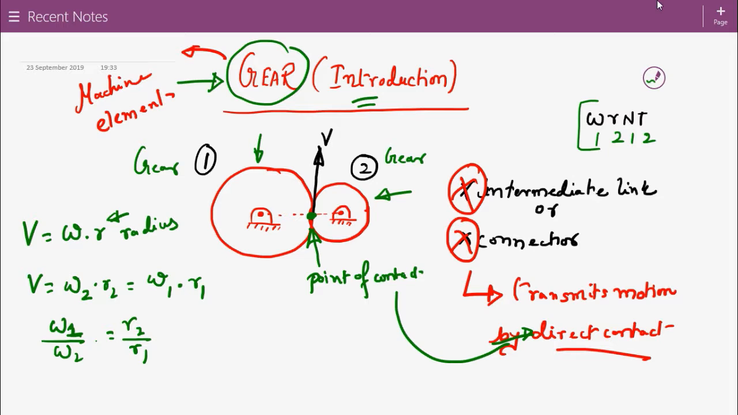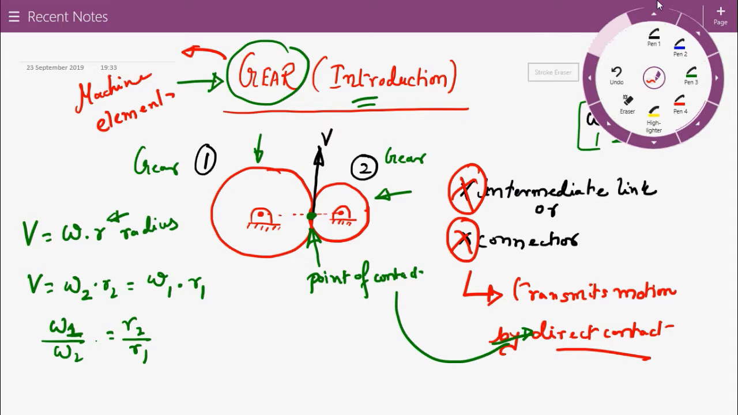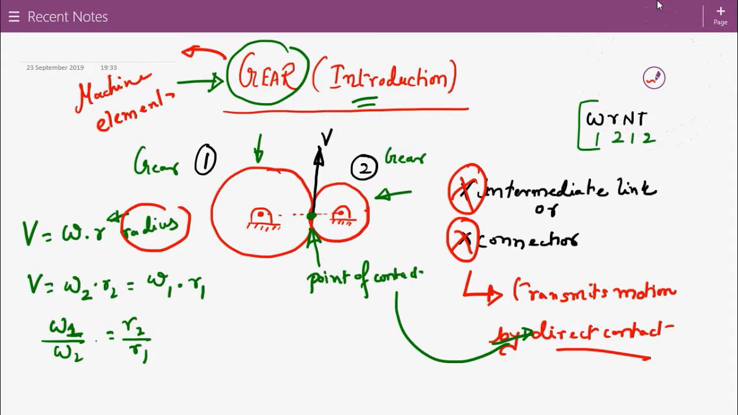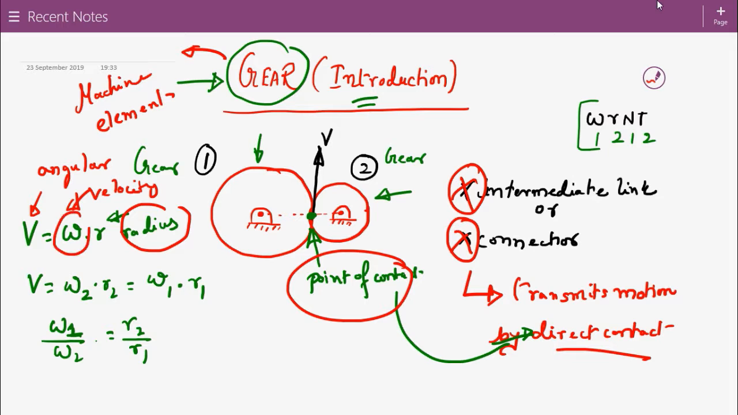Are you getting my point? Okay, r is nothing but your radius, and v is your common linear velocity of the two gears at the point of contact, and omega is your angular velocity, or you can say in simpler terms circular velocity, okay. So we can write it in terms of ratio or proportion, that omega 1 by omega 2 is equal to r2 by r1.